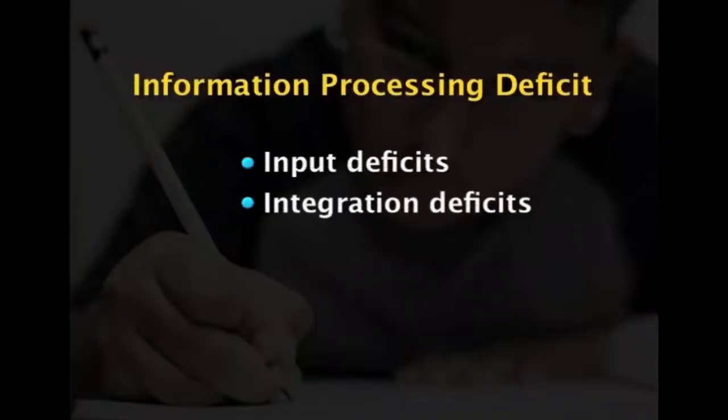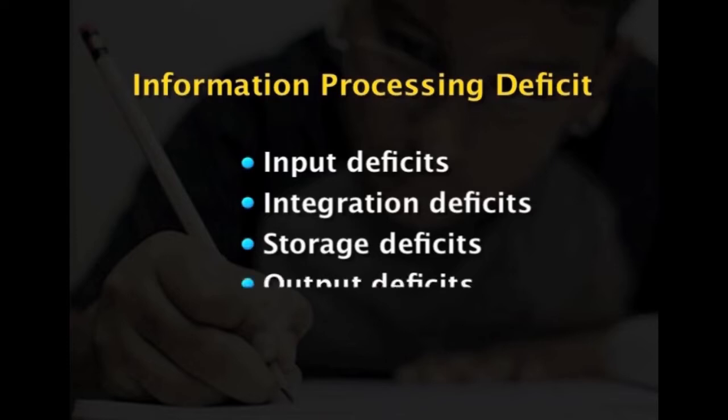After having an understanding of the concept and its prevalence, and knowing about the symptoms of a learning disabled child, let's move on to the different types of learning disability. The first learning disability can be classified as information processing deficit. Information processing deficit has again 4 classifications, that is input deficits, integration deficits, storage deficits and output deficits.